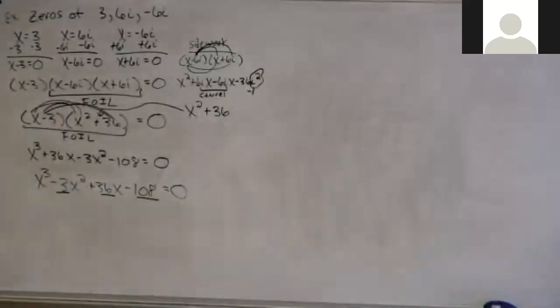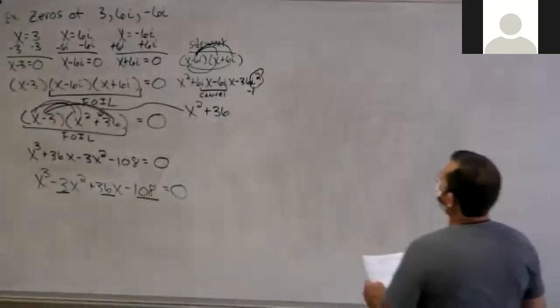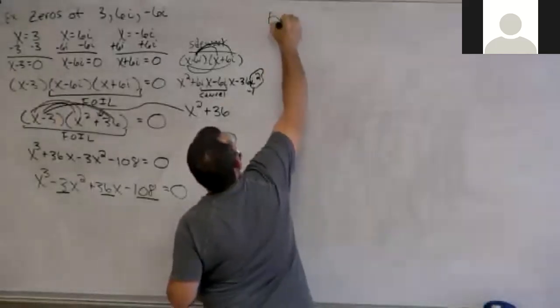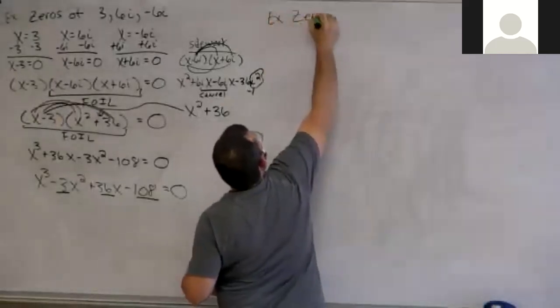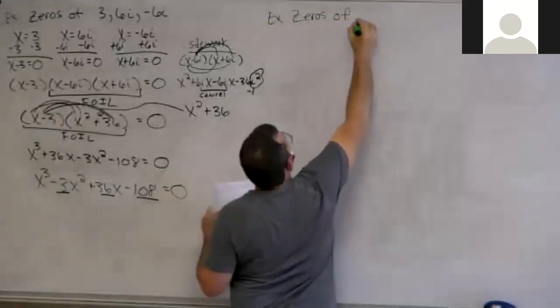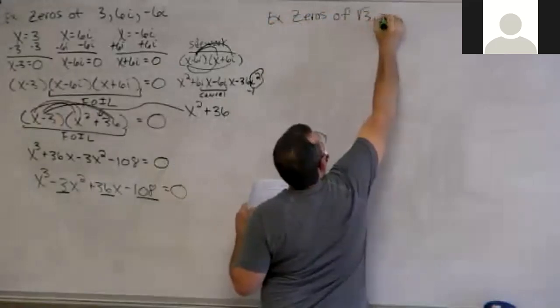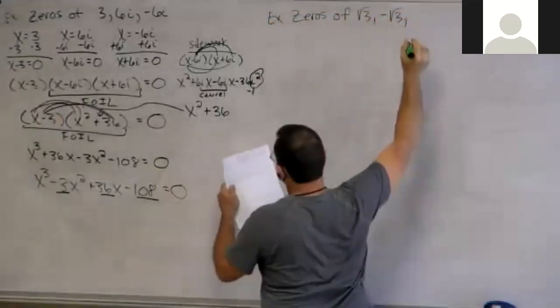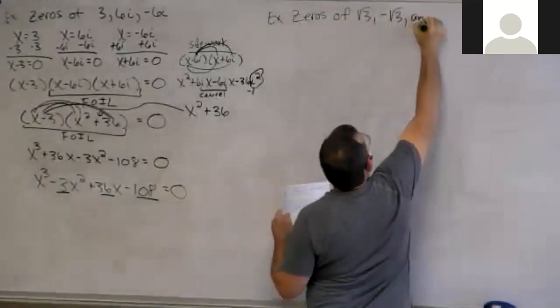No, imaginary. How about radicals? So this one, my zeros are square root of 3, negative square root of 3, and 5.